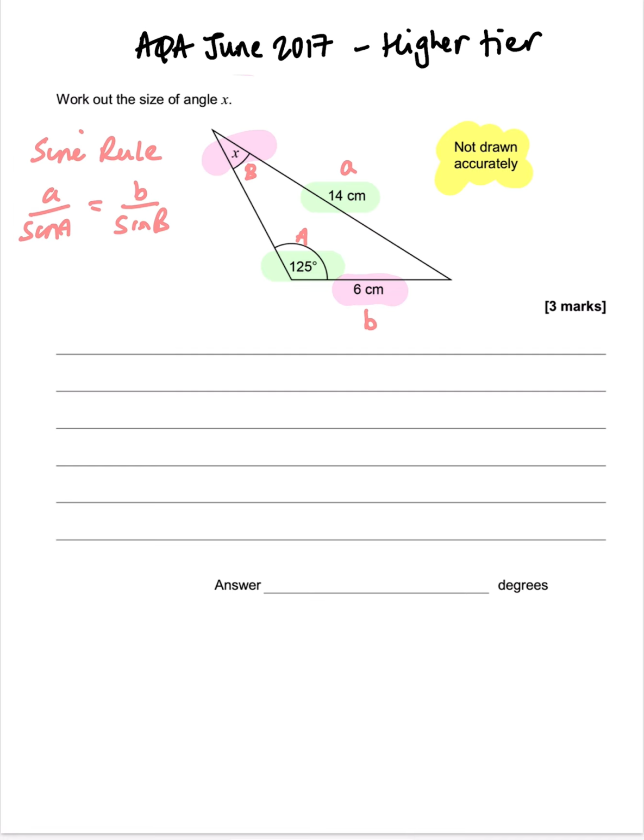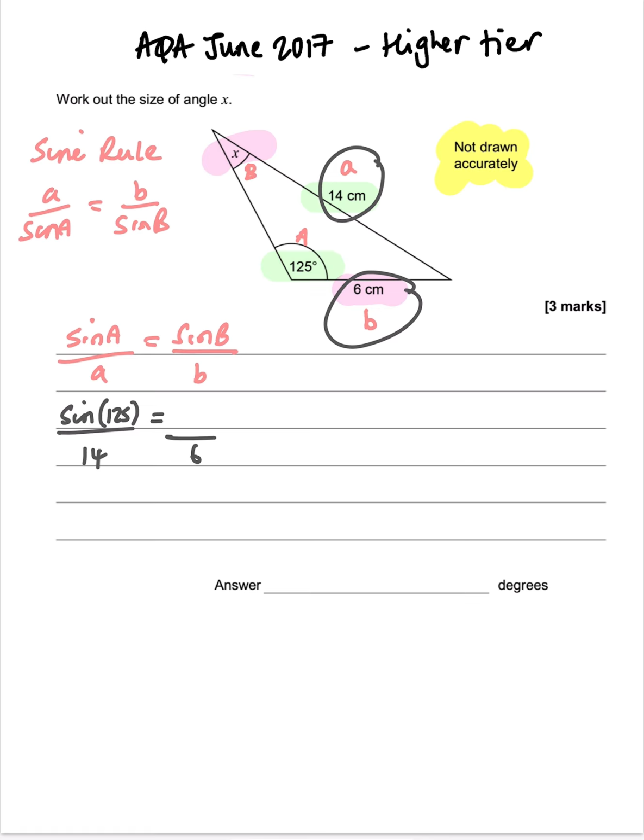Now, when we're using the sine rule to find an angle, we flip it upside down. So we're going to use sine A over a equals sine B over b. And we're going to start by substituting in what we know. So we know here a is 14. We know that the angle opposite 14 is 125. We know that b is 6. And the angle that we're looking for is sine B, which we're going to write as sine X. So now we're going to solve this for X.